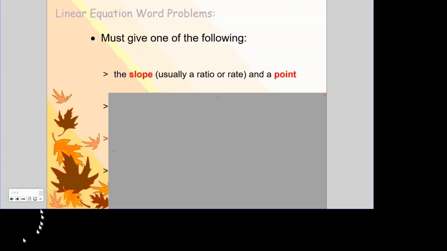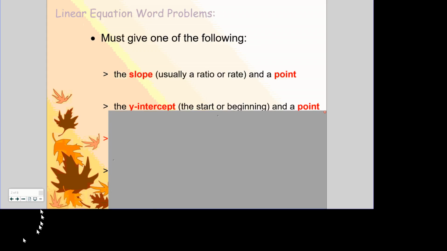So the first scenario is you might be given your slope and a point in the word problem. So one of the points that would fall in that linear set of data and the slope. And your slope will be referred to as a ratio or rate, as we've already seen. So you're looking for things like $5 per book, or $3 each, or 5 cats per day. I don't know. Something like that would be a rate and would indicate your slope.